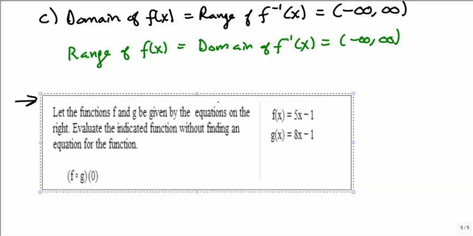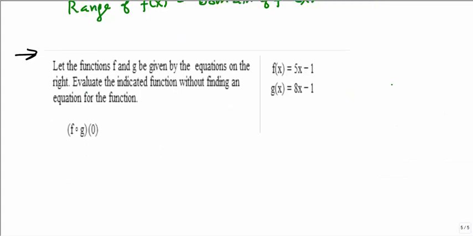So again, we're looking at composite functions. So these are a bit of a review. We're given two functions, an f of x and a g of x. What they want us to do is take 0 and plug it into my function g, so that's my first step. So I'd have 8 times 0 minus 1. 8 times 0 is 0. 0 minus 1 is a negative 1.